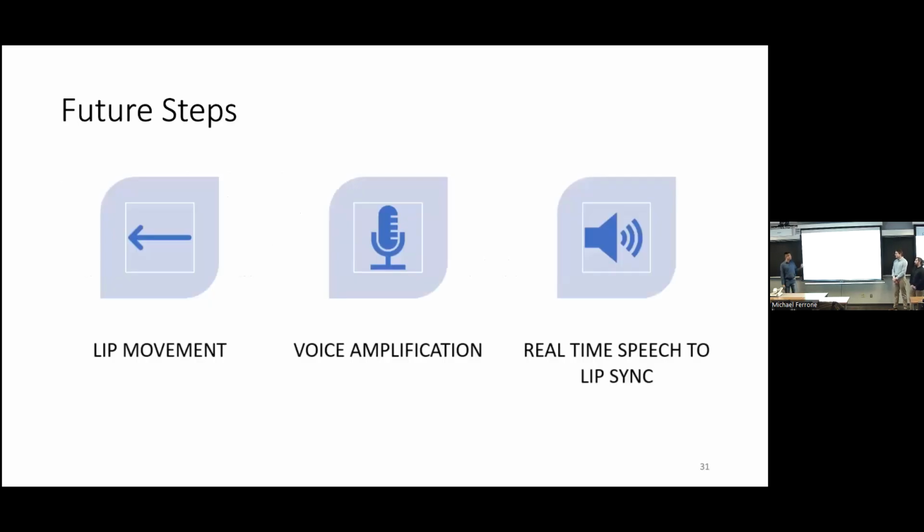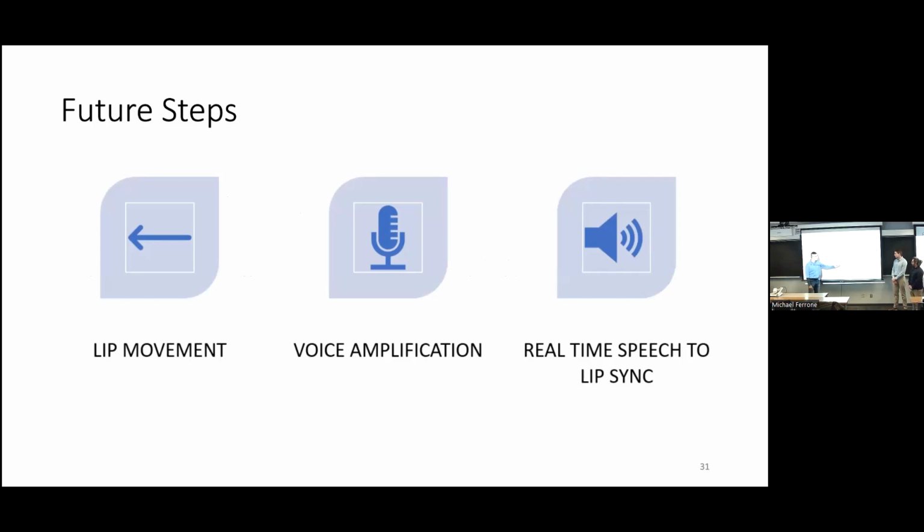Here we have several phases of this project. Currently, we have the lip movement, where we sense through a sensor and then display on the screen based on the sensor output. But as a next step, we want to implement voice amplification so that we can hear you loudly if you're further away at a distance. So maybe you can't see the screen, but you can still hear us.